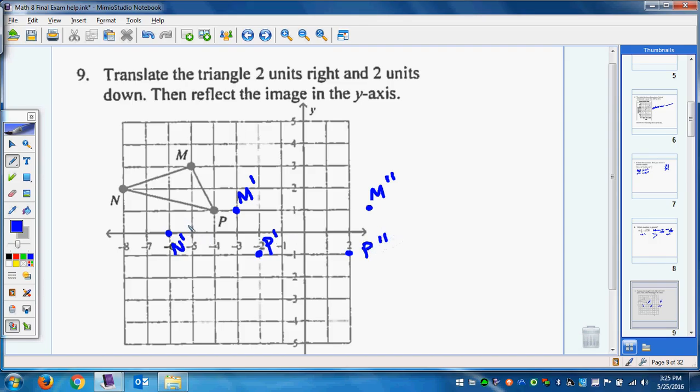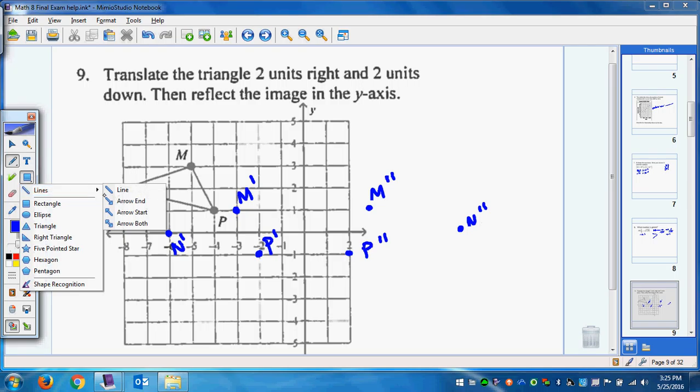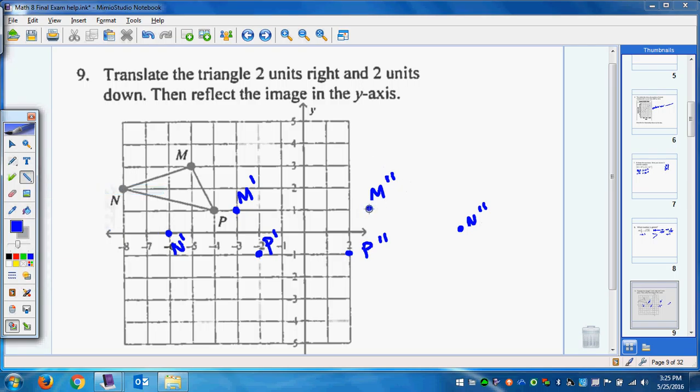Now the N, that's the one that's going to be a little bit more tricky. That's 6 spaces away. So I'm really going to have to estimate it. 1, 2, 3, 4, 5, maybe 6 right here. Go ahead and take your straight edge and connect that, please. I got it.